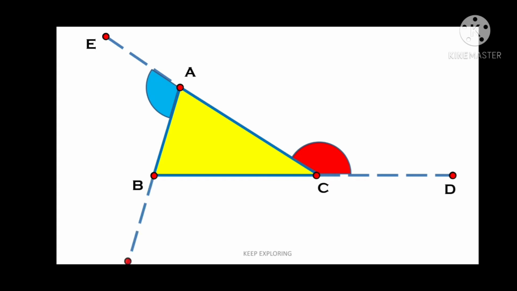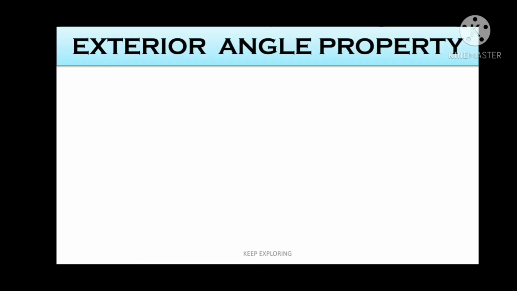Similarly, suppose we extend AB up to the point F. So here we get another exterior angle made by the line segment BC, that is one of its sides, and the extension of its adjacent side. So AB we have extended and we are using the side BC, then we get another exterior angle. Now let's see the exterior angle property.